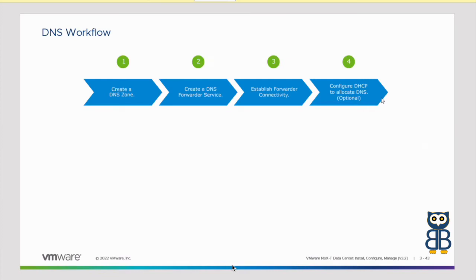So what is the configuration workflow? Like, how do you set this up? You have to first create a DNS zone in NSX-T, and then you have to configure a forwarder service. Basically, you have to configure a DNS service IP and then the forwarding IP. And then you have to establish connectivity with your external DNS server.